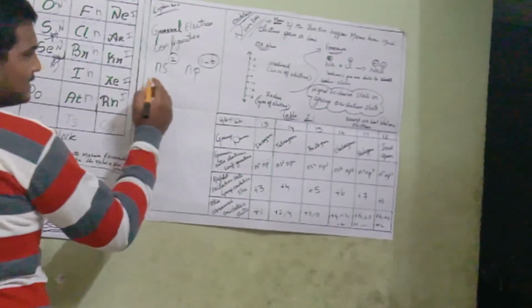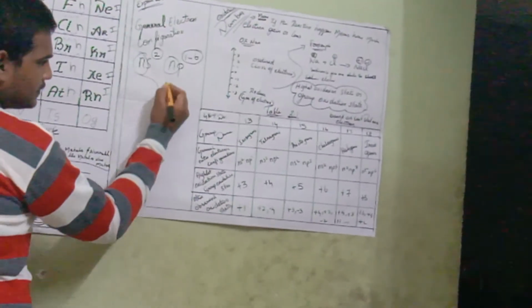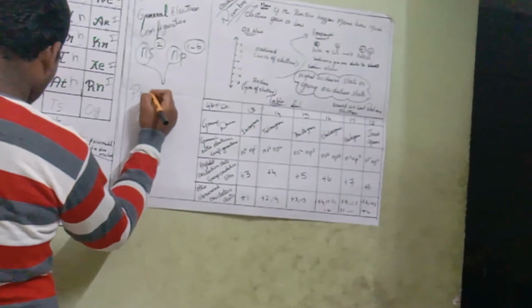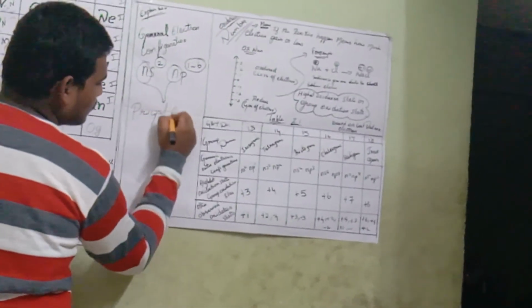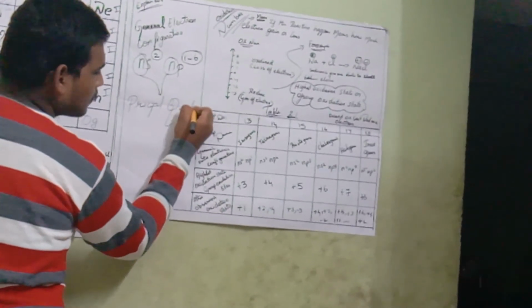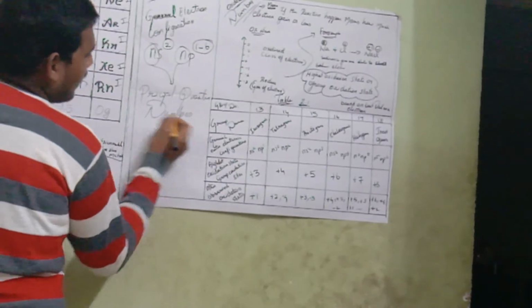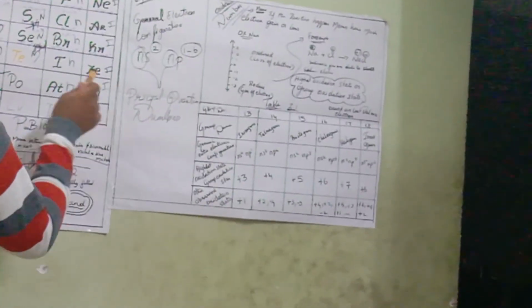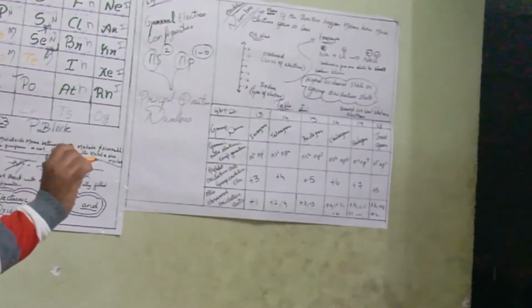In this, what does the n denote? In this, n denotes the principal quantum number. Now, what is meant by principal quantum number? It means in one element, the maximum energy level of the electron is known as the principal quantum number.